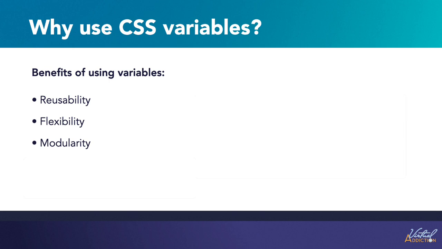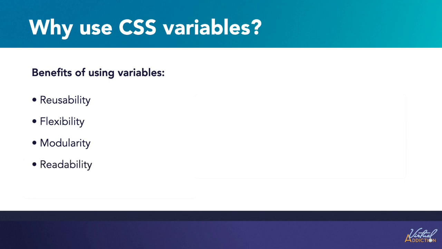CSS variables allow you to create more modular and maintainable code. By defining variables for values that are used repeatedly throughout your style sheet, you can make your code more organized and easier to update. This can be especially useful if you're working on a project with multiple developers or if you need to make a change to your code in the future.